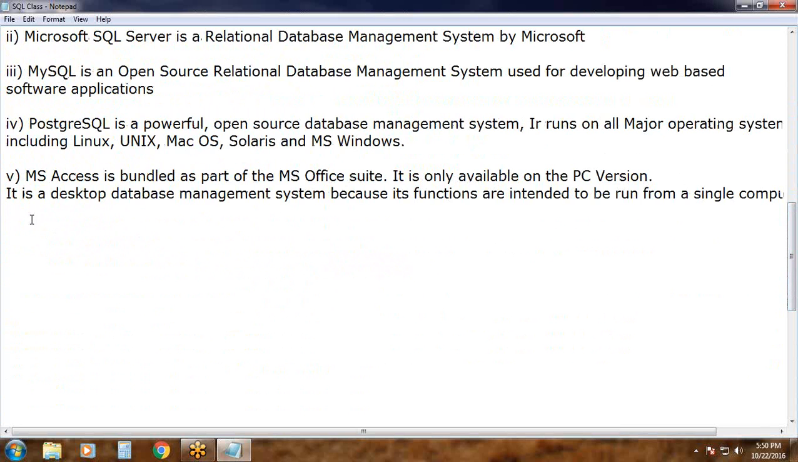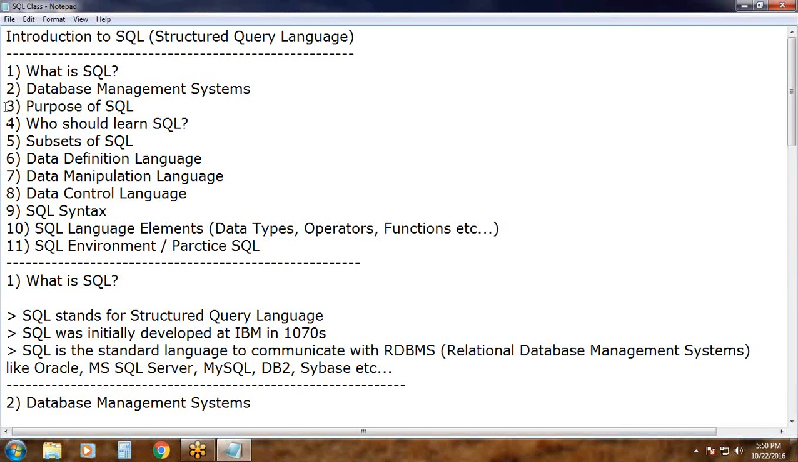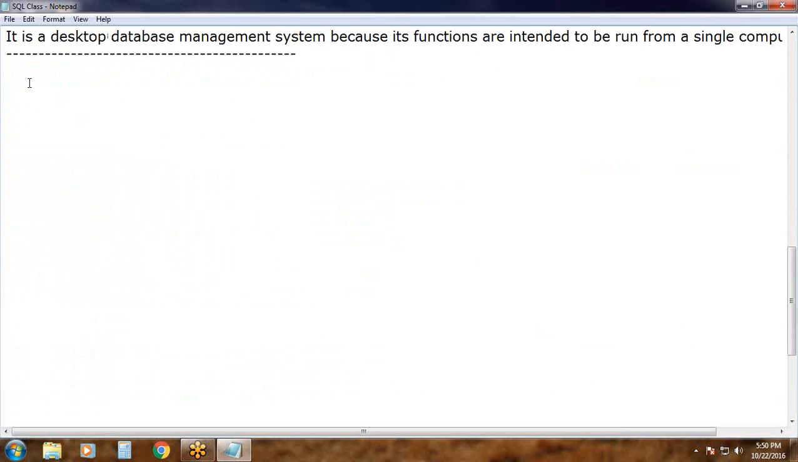Next, the third topic, an important topic: purpose of SQL. Can you tell me, Ravindra, what is the purpose of SQL? It has several purposes. To retrieve information from the database, like reports. And SQL is a standard database language to communicate with database management systems like Oracle, MS SQL Server, MySQL, Sybase, etc.